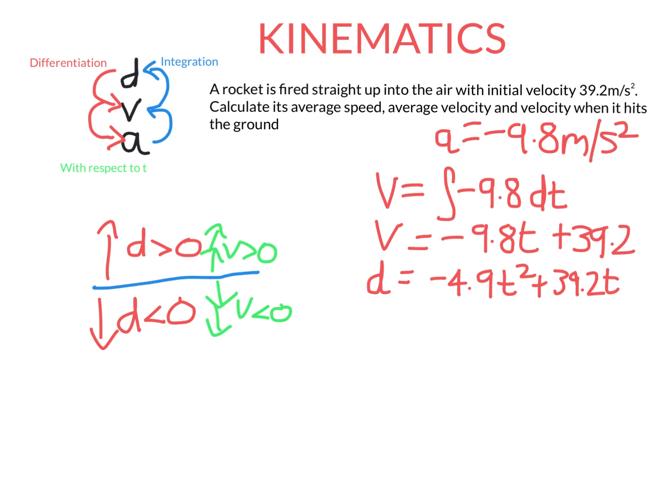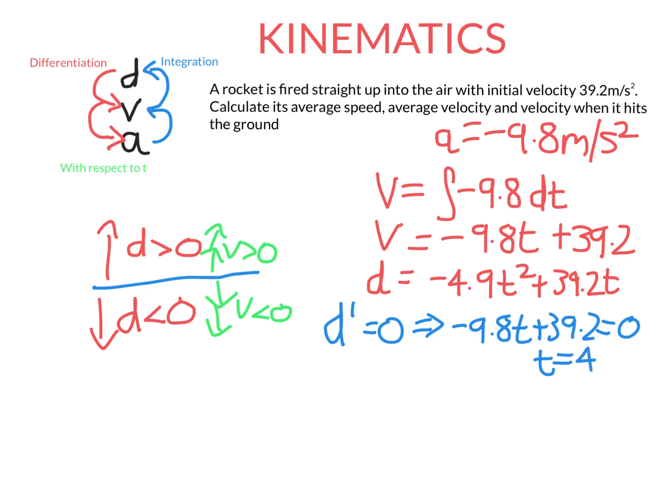So how far did the rocket go up? Well, the maximum distance it attained is when its derivative is equal to 0. But hang on, the derivative of displacement is just velocity. So it's when 9.8t plus 39.2 equals 0. So you can easily solve this equation and get t equals 4. So what that means is the maximum displacement was reached after 4 seconds.